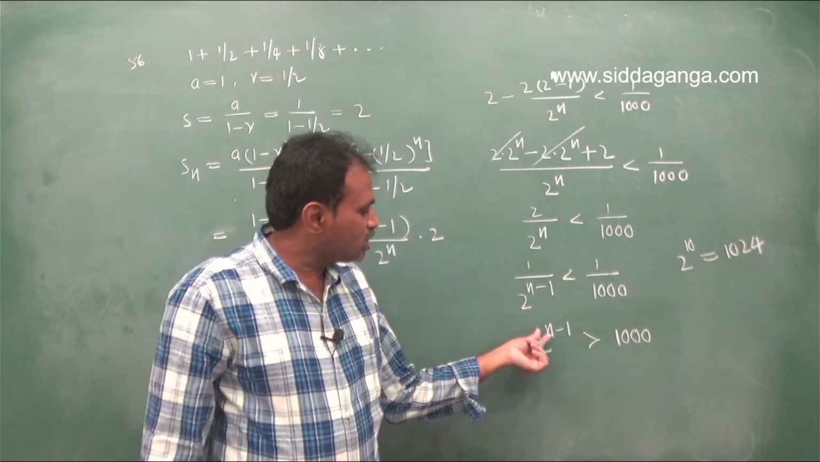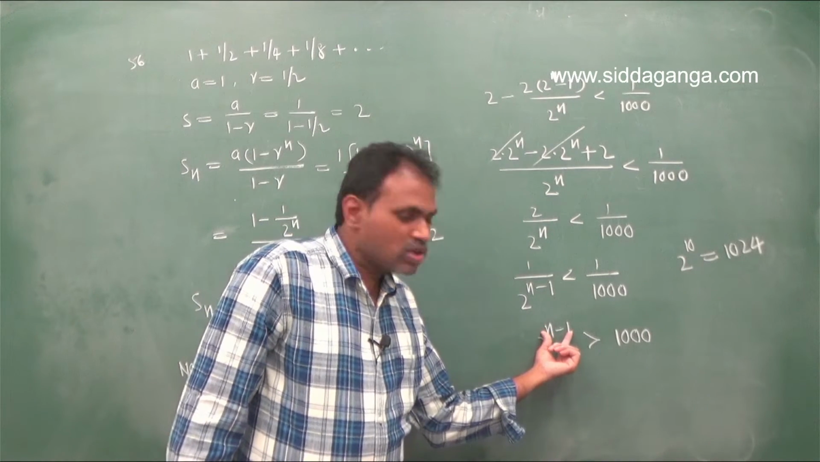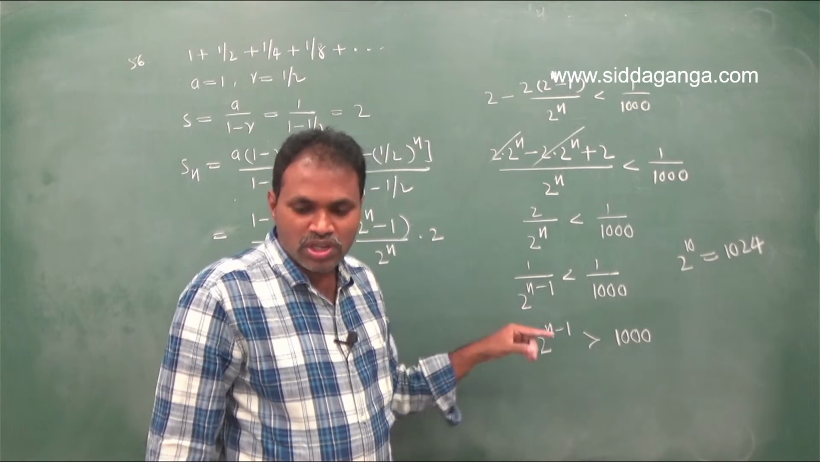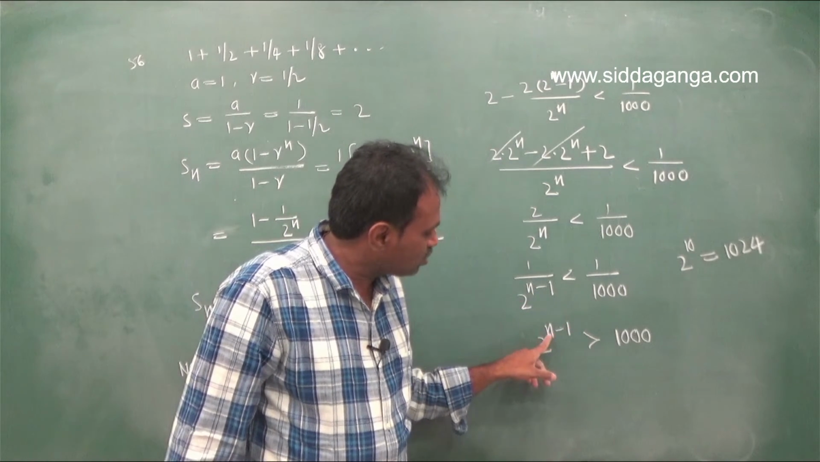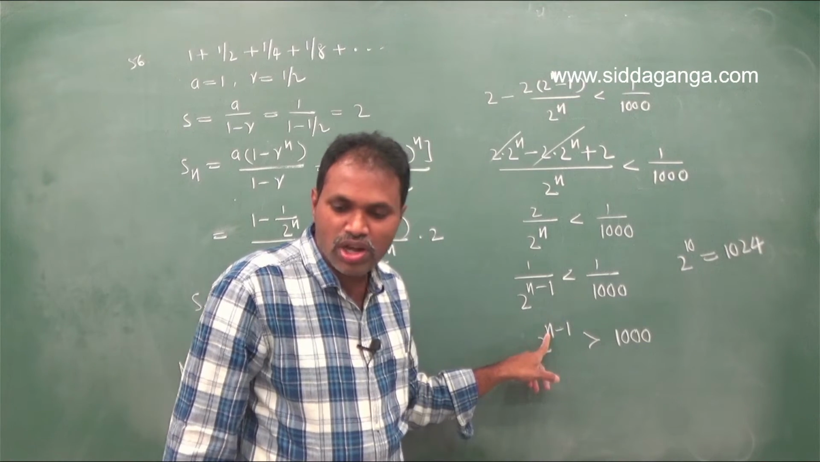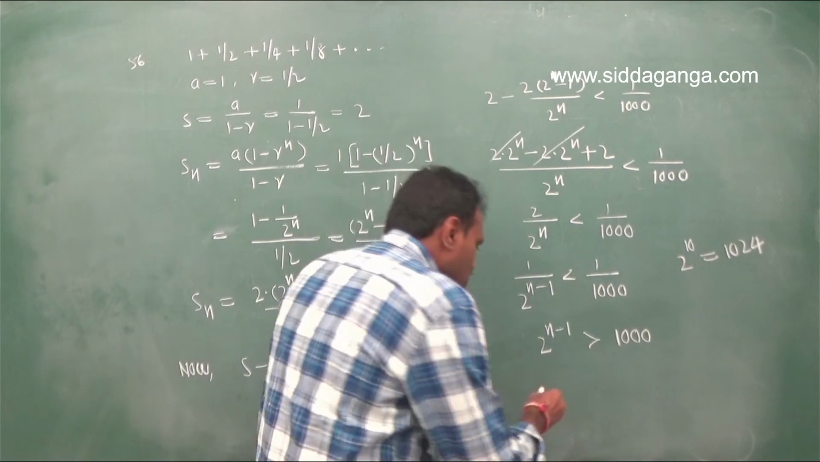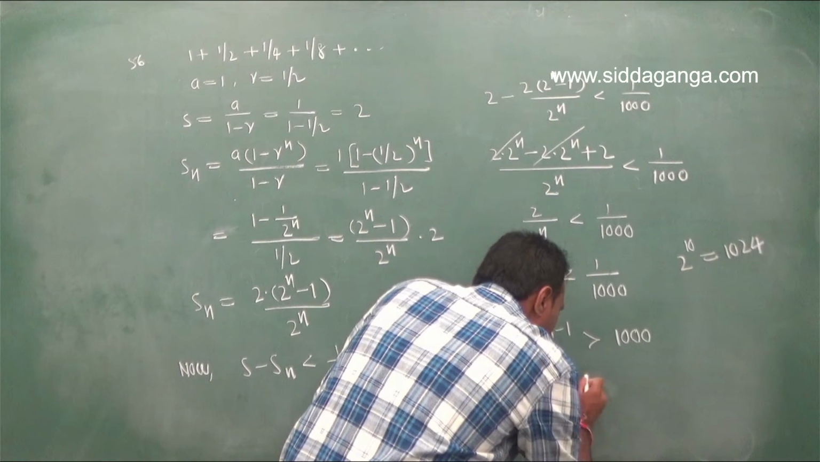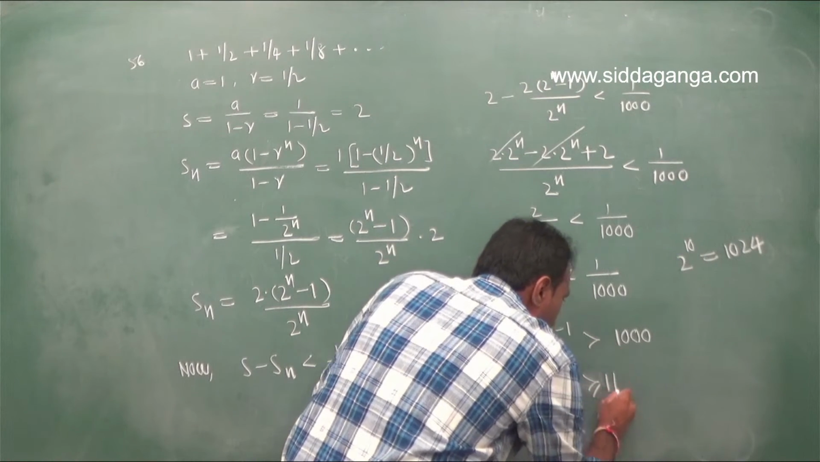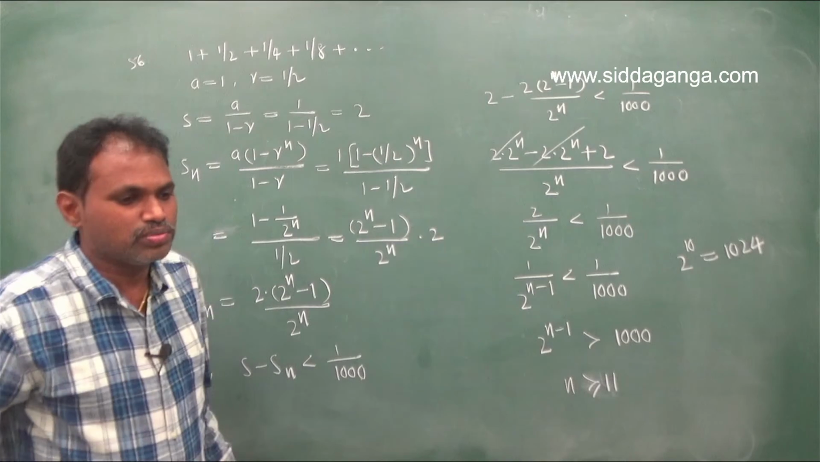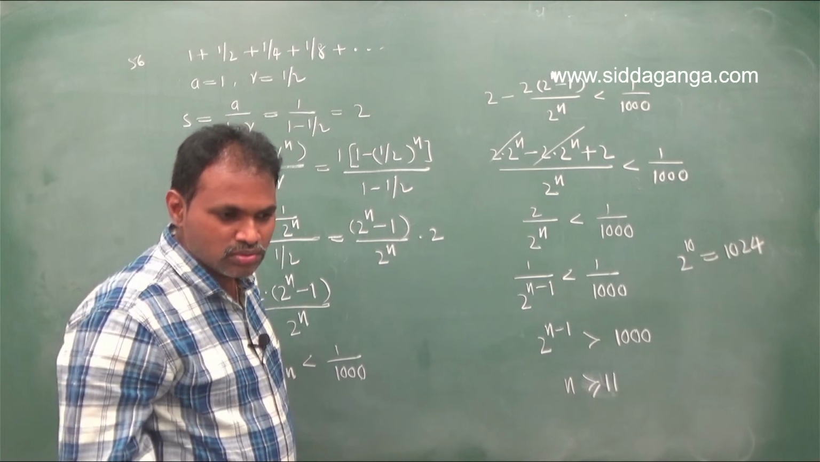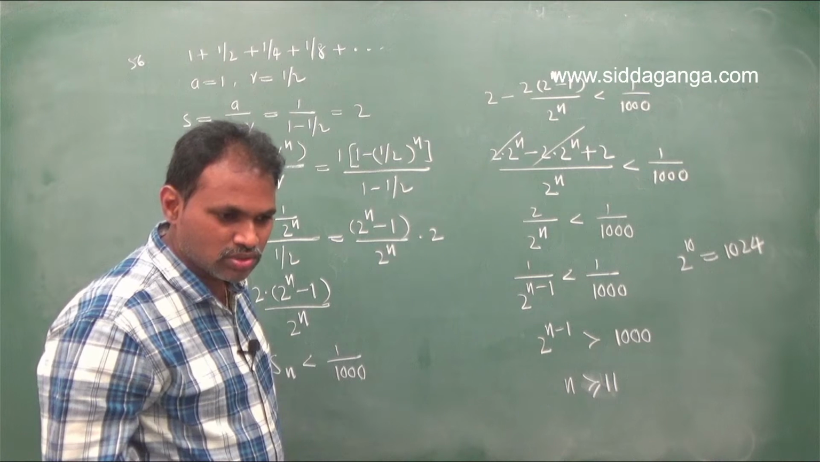Therefore here you have to get 2 power 10 or more than 10, which means the n value you have to take is 11 or more than 11. Therefore n is greater than or equal to 11. Therefore the least value of n is 11. Therefore, option 4 is right. Next question.